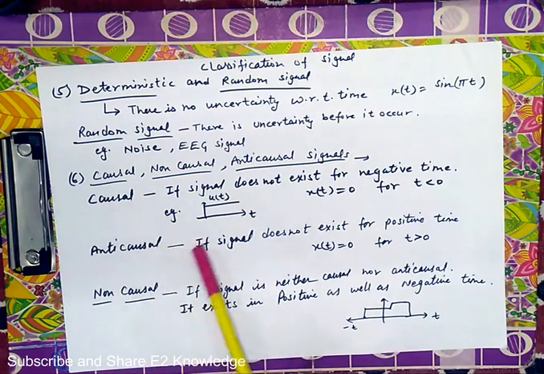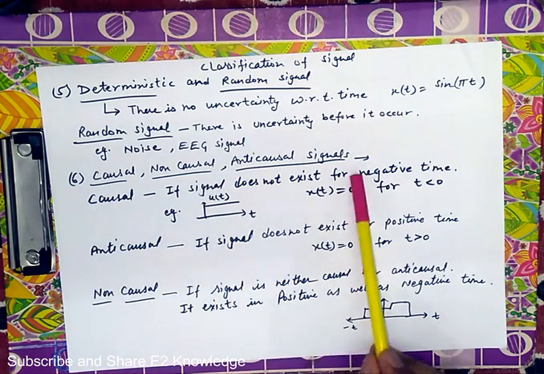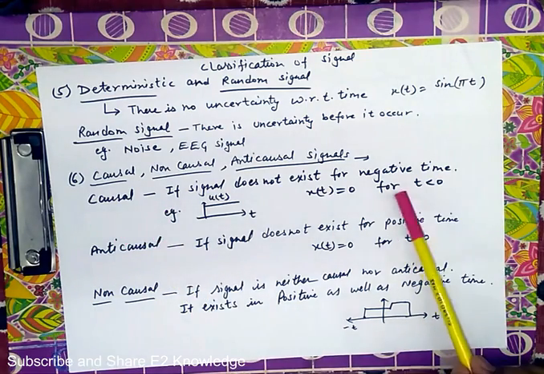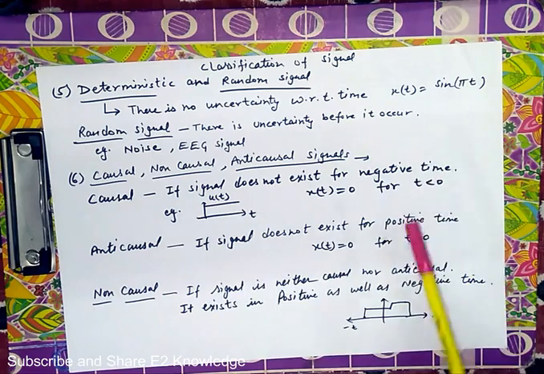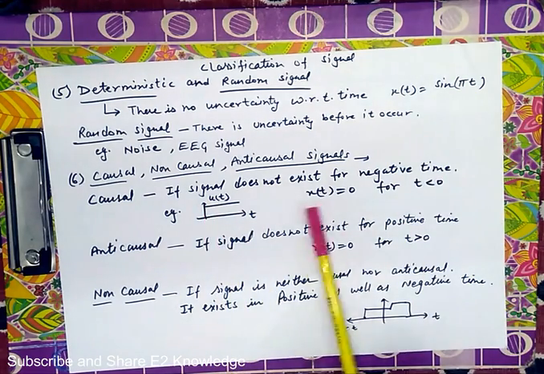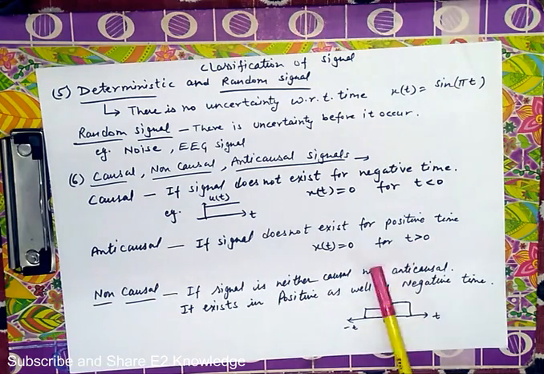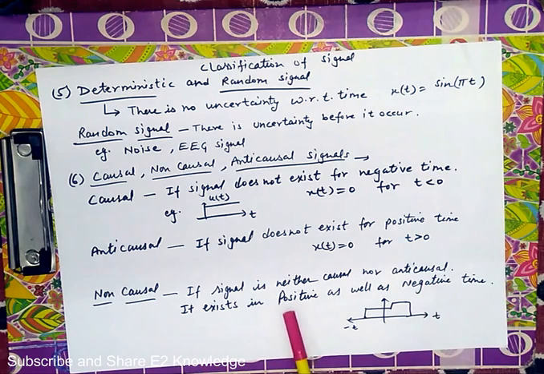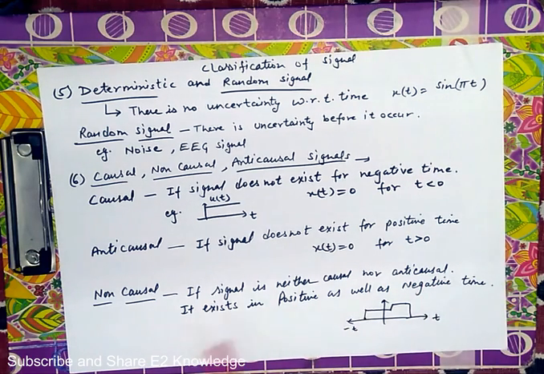Next classification is causal, non-causal and anti-causal signals. Three types. Causal signals are those which do not exist in negative time, that is they only exist in positive time. x is 0 for negative time. Anti-causal signals are those which do not exist in positive time, only in negative time. Non-causal signals are those which are neither causal nor anti-causal, that is they exist in both positive as well as negative duration of time. Look at an example like this.